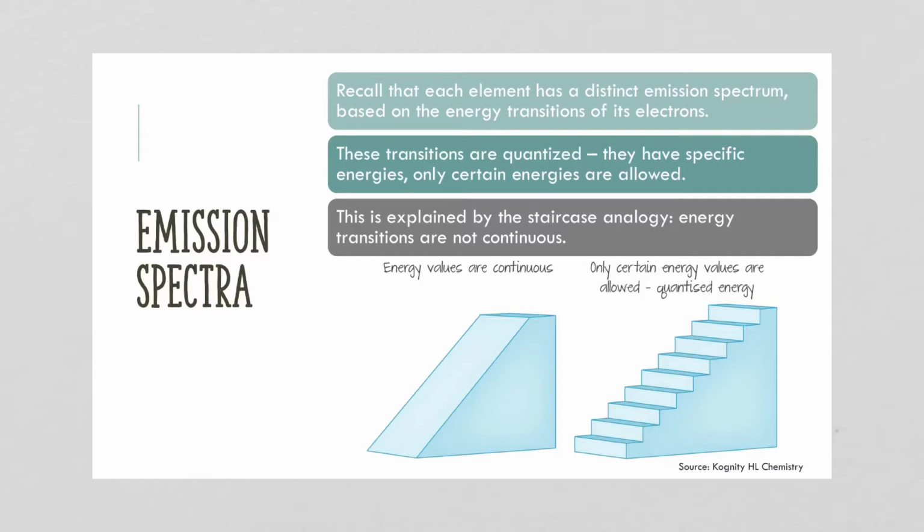So that means that the transitions are quantized. They have specific energies, and only certain energies are allowed. So the energies are related to the different energy levels in the atom. The image on the right is not how the energy values are. It's not like a slide where the energy just slides continuously down. Instead, there are jumps in energy as the electrons jump from one energy to another.